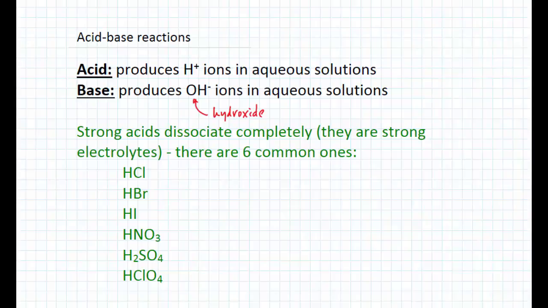So we mentioned that strong acids dissociate completely. They're considered strong electrolytes because they will completely conduct electricity after they've dissociated. There are 6 common strong acids. You should memorize these 6 because there are at least dozens of different common acids, but only 6 of them are considered strong acids. So the easiest way to tell if an acid is a strong acid or not is to just see if it's one of the 6 common strong acids. Other acids will be weak.